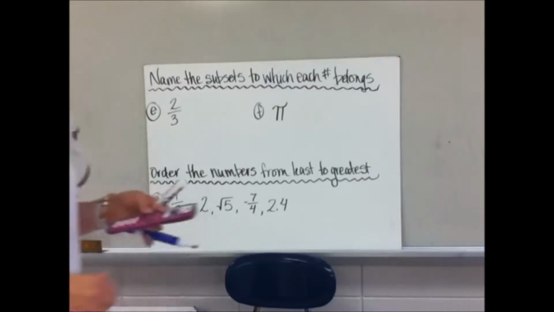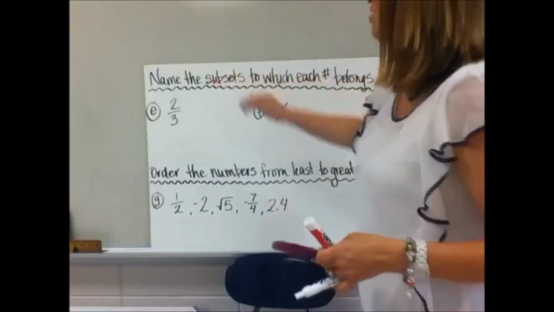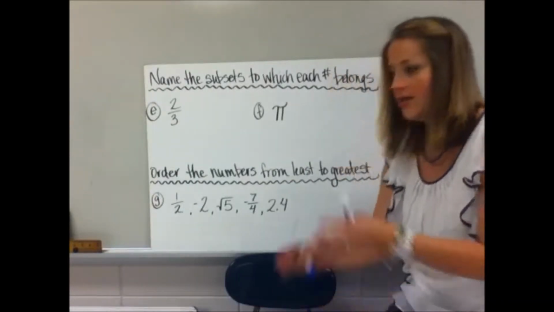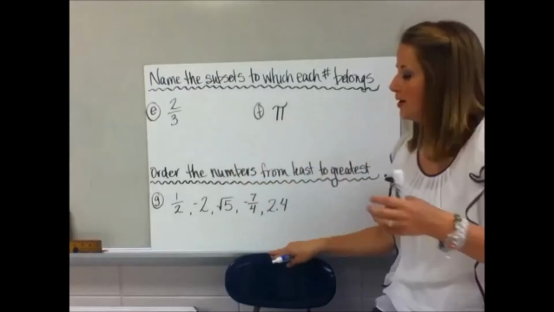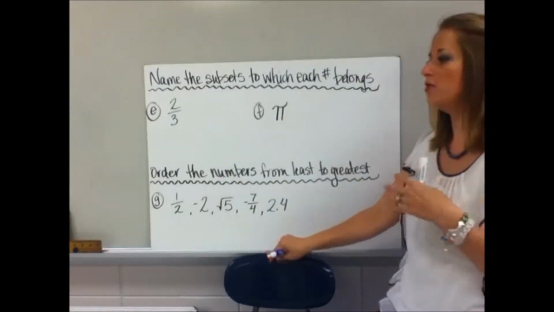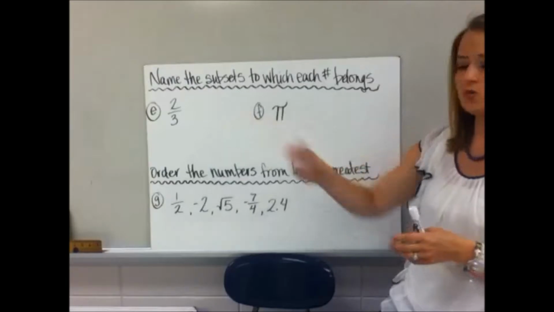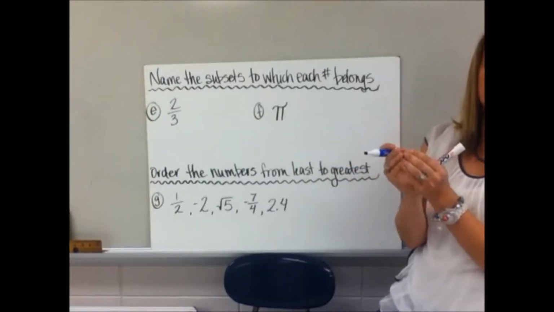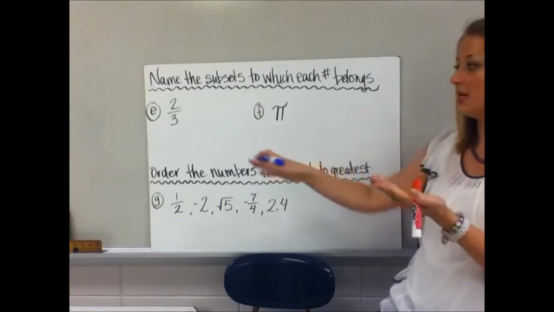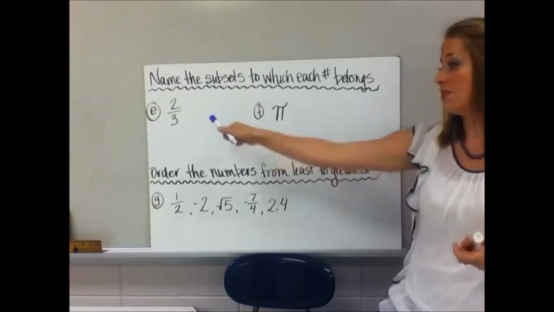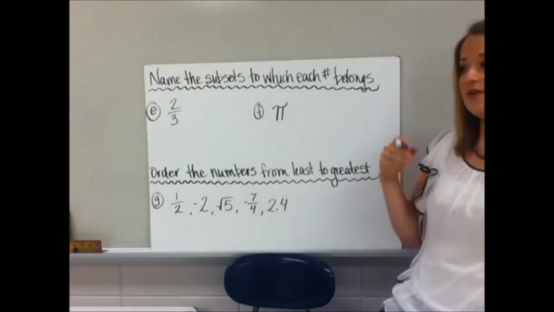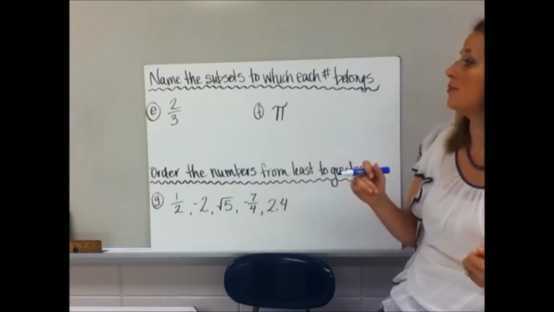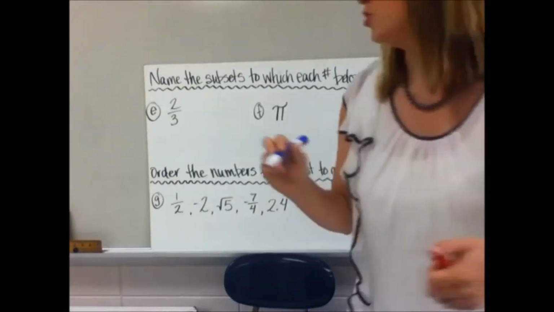Here's some other work with real numbers. First, naming the subsets to which each number belongs. So think about that diagram that we created of rational numbers, of integers, of whole numbers, of natural numbers, to see which ones these belong to. So let's start with 2/3. The most basic number was a natural number, counting numbers, 1 through 10. It's not a natural number, nor is it a whole number because it's a portion of a number. If it's not a whole number, then it can't be an integer because an integer is a positive or negative whole number, but it is a rational number.